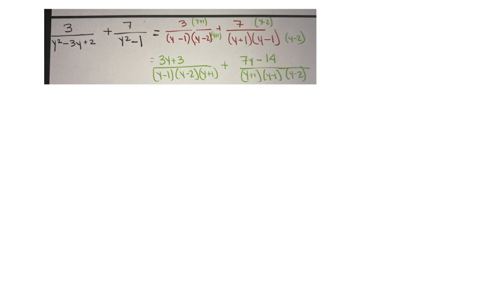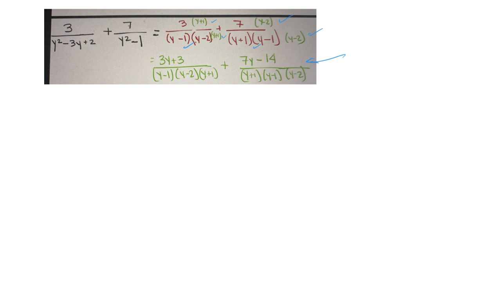In this question, we're adding rational expressions. So you need to factor first. Done. Done. And then look to get a common denominator. And so this one needs a y plus 1, good. This one needs a y minus 2, good. And then you write it out like this.